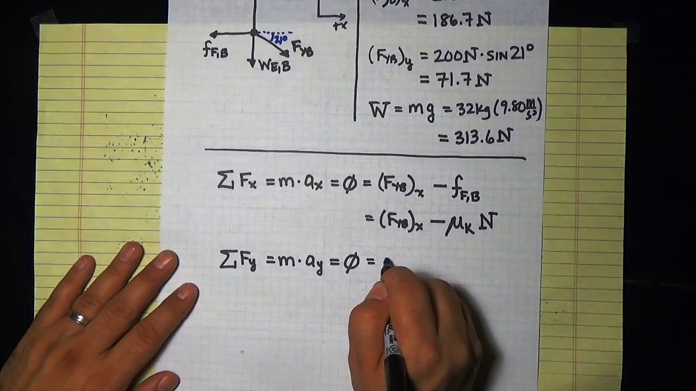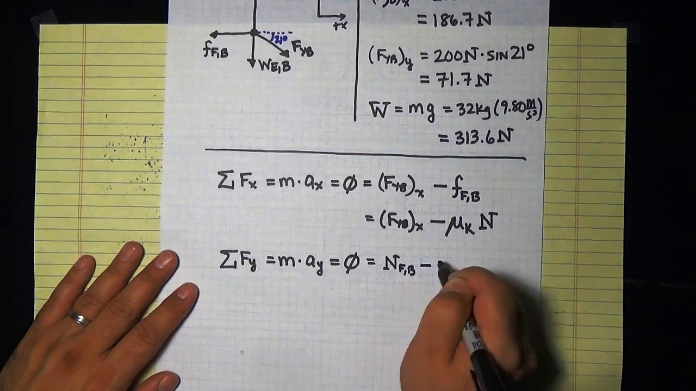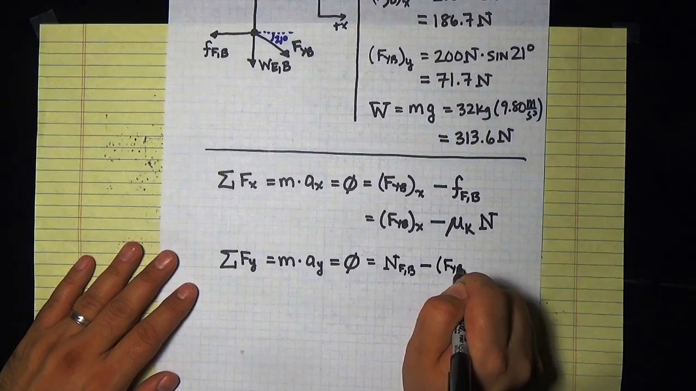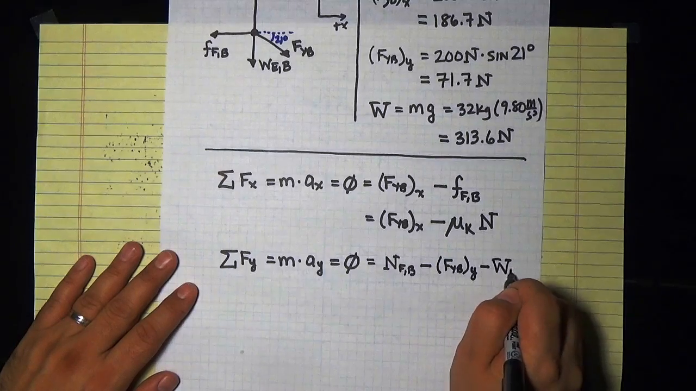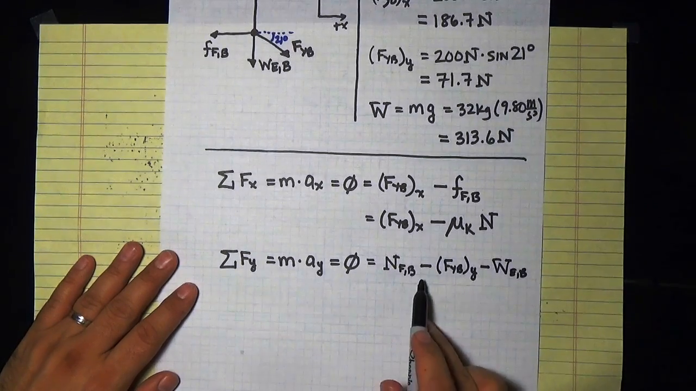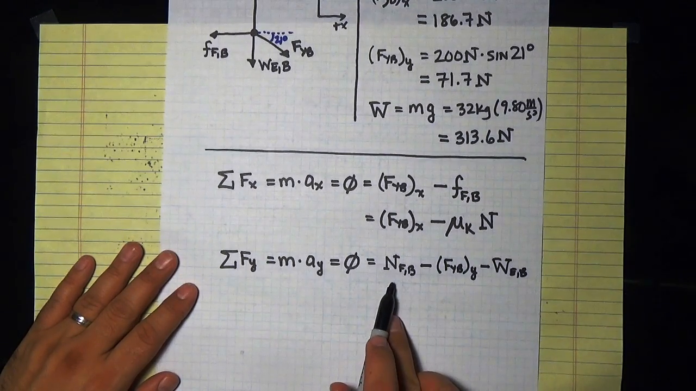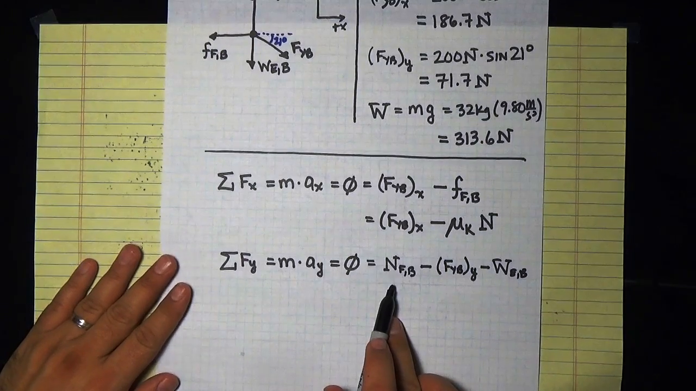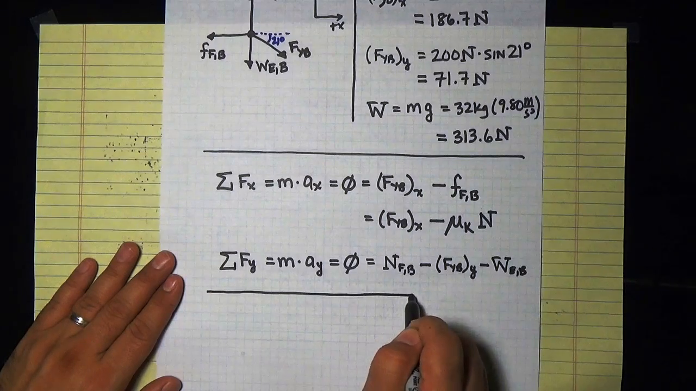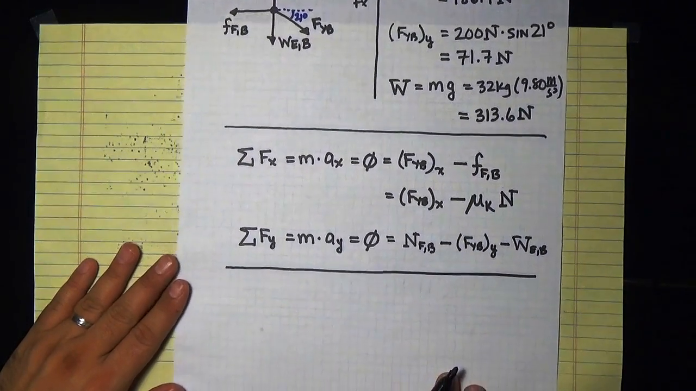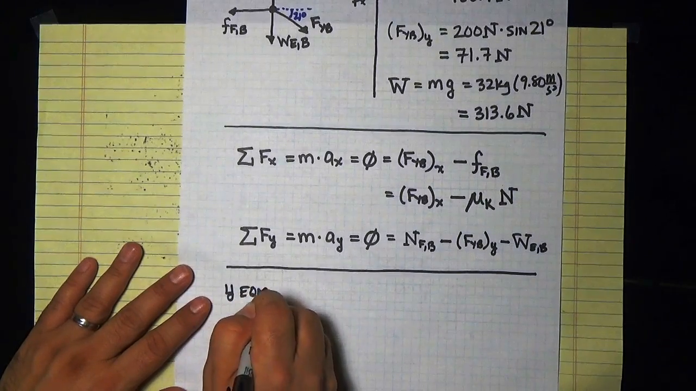And so this is equal to the normal force that the floor exerts on the box minus the force that you exert on the box in the y direction minus the weight that the earth exerts on the box. And again, these minus signs indicate that these two vector components are pointing in the opposite direction as that vector component. Okay, so those are my Newton's second laws. And at this point, this is a pretty straightforward problem. I can jump to using numbers. So let's use the y equation first.